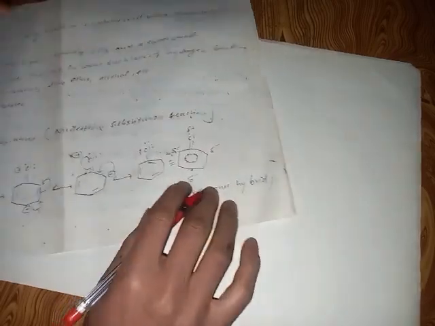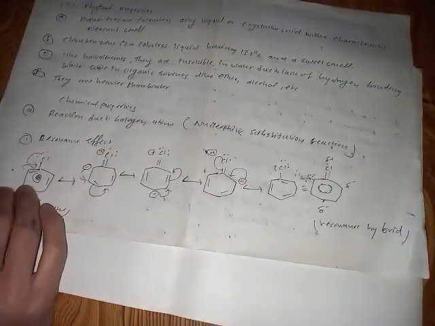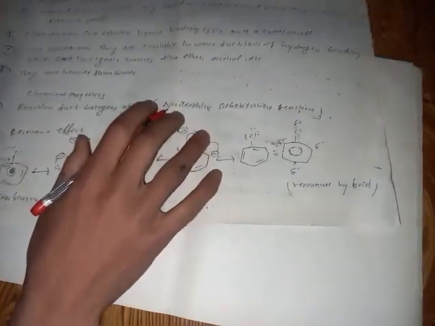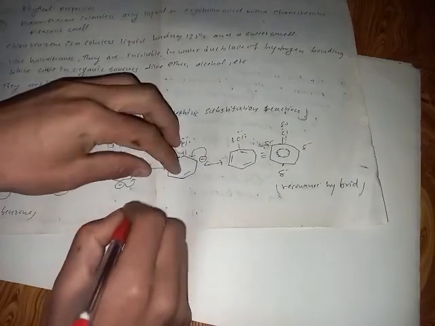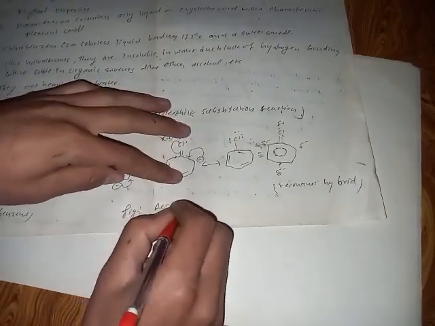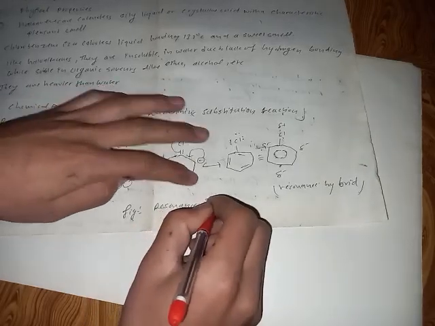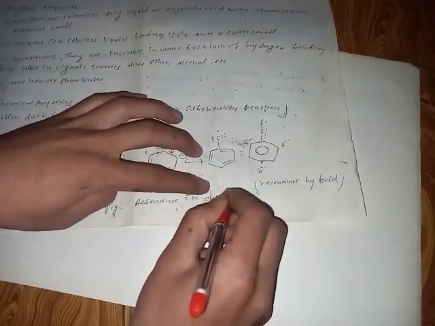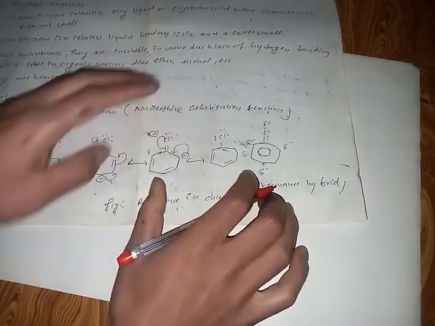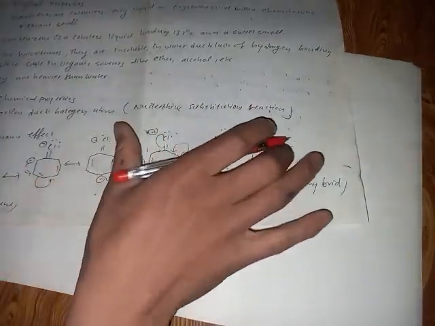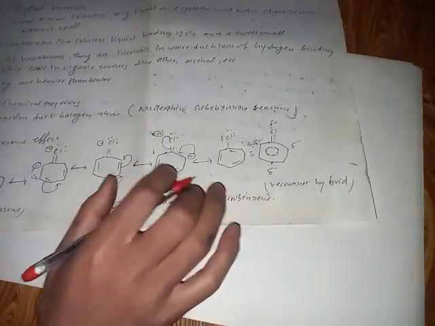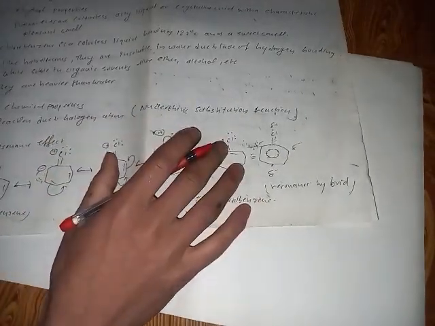This is called the resonance hybrid, so this is called the resonance effect of chlorobenzene. It is most important. Figure the resonance in chlorobenzene. The name of this compound is resonance in chlorobenzene.